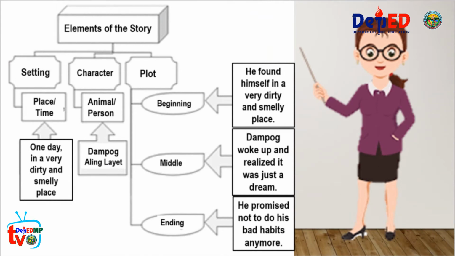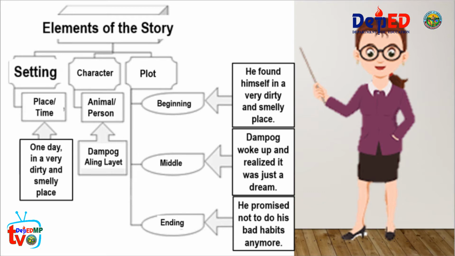Let's go back to our story by studying this graphic organizer. What is this graphic organizer all about? Look at the very first box. It's about the elements of a story. These elements refer to the things you need in order to create a story. What are the elements of a story?